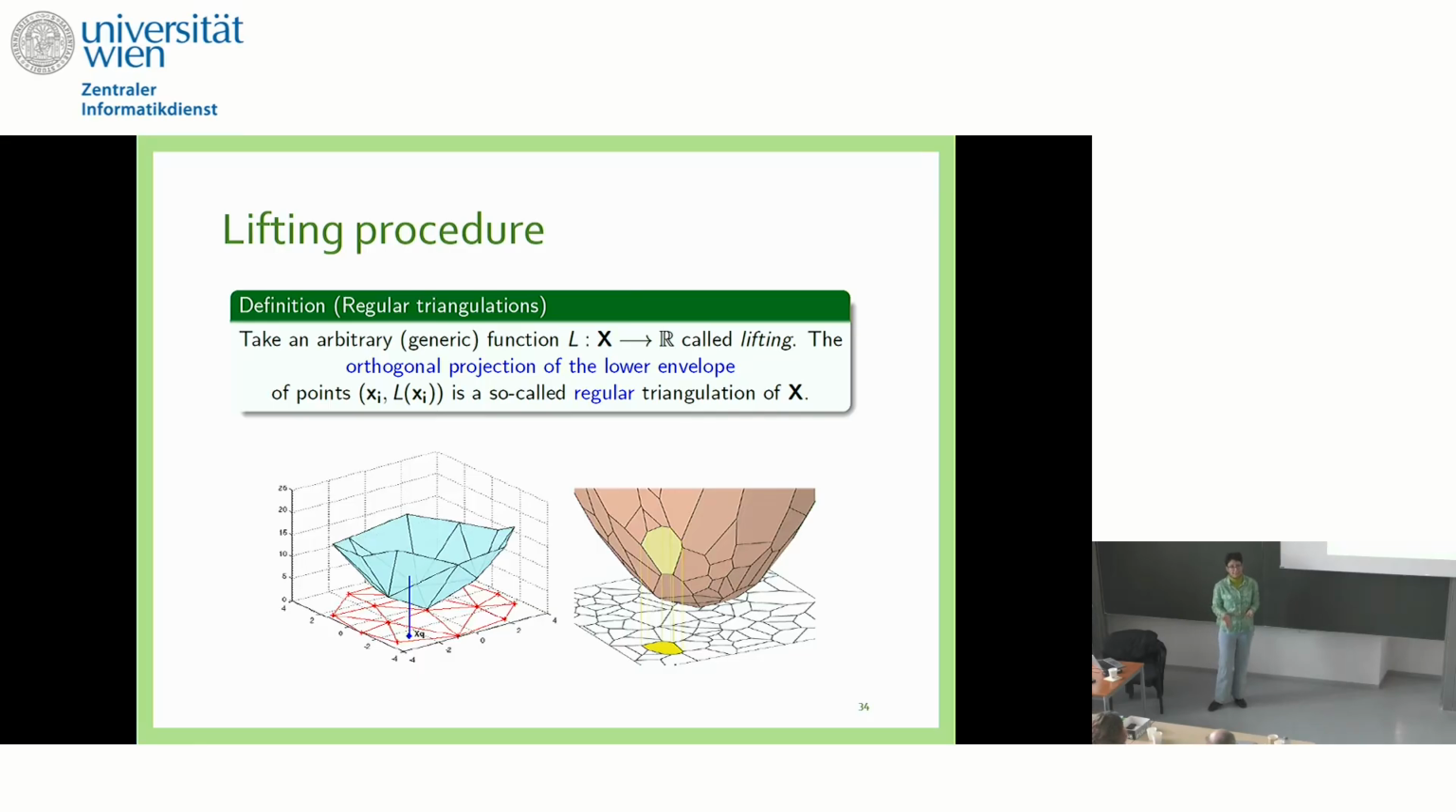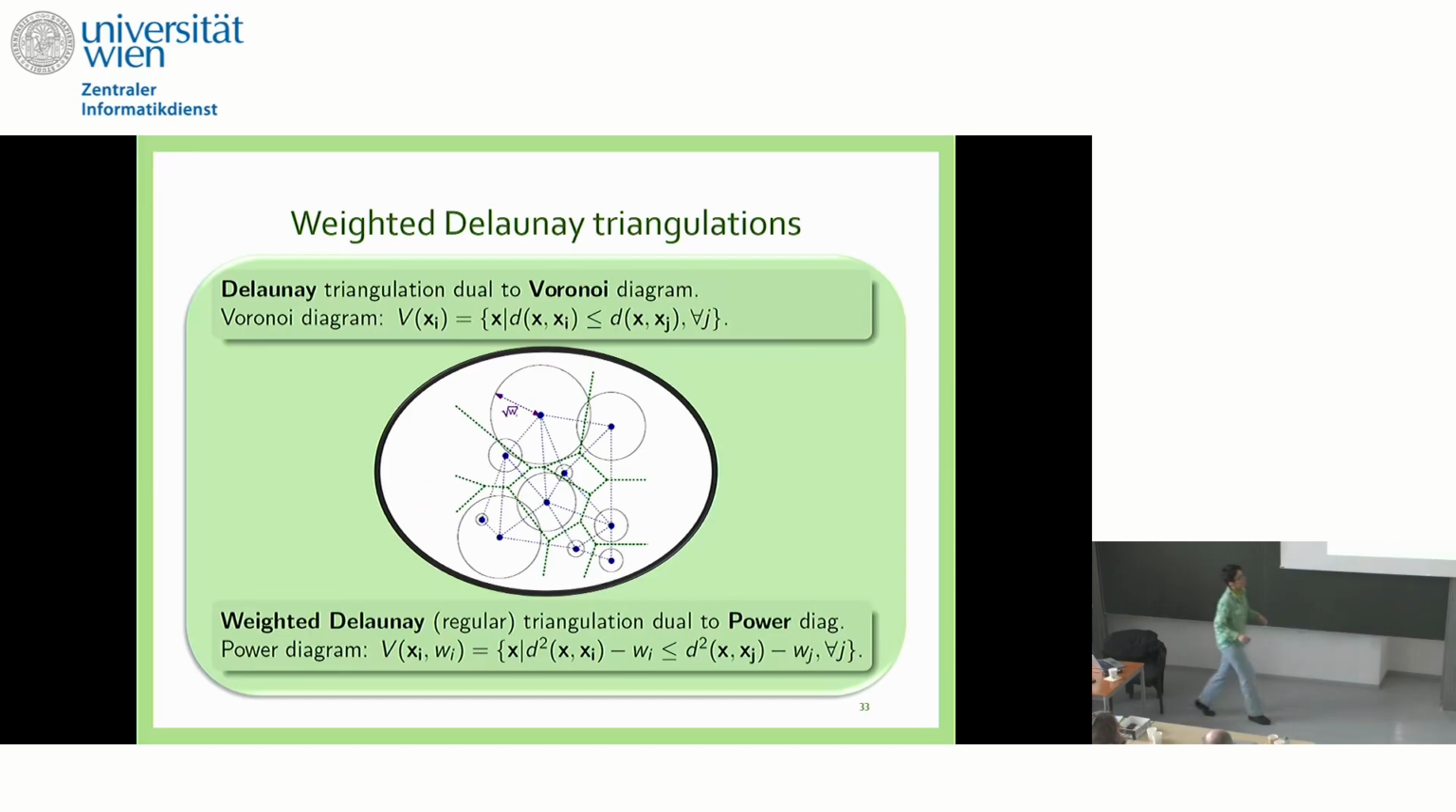So by doing this kind of shifting, if my weights are too small, they may go so high that they will not appear on the lower envelope. Yes, it's true. If the distance between the weights is too large, then some of these circles do not have any dual cell, and they do not appear in the Delaunay triangulation.